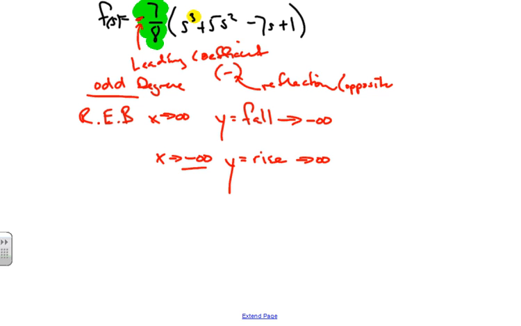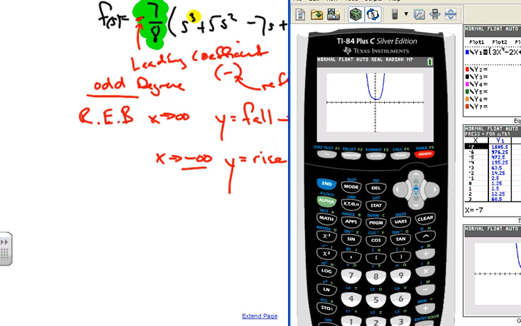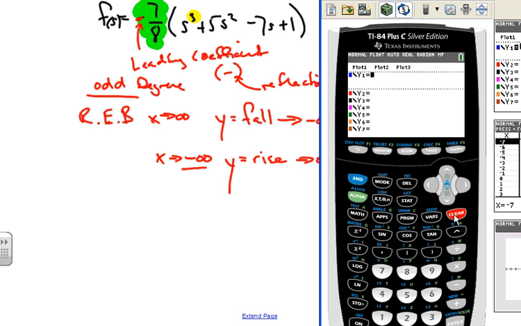And we can verify this on our calculators. We'll punch this in. So we'll clear that, and we put in negative 7/8, and we'll put in our parentheses. We'll just use x to the third, plus 5x squared, and then minus 7x plus 1.